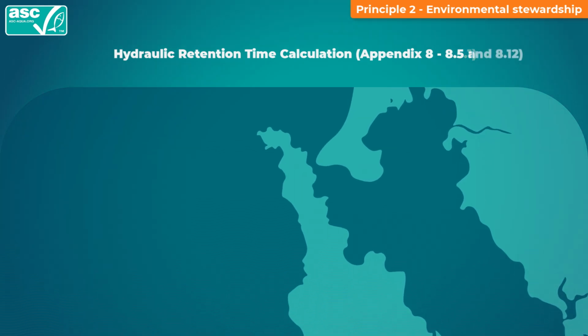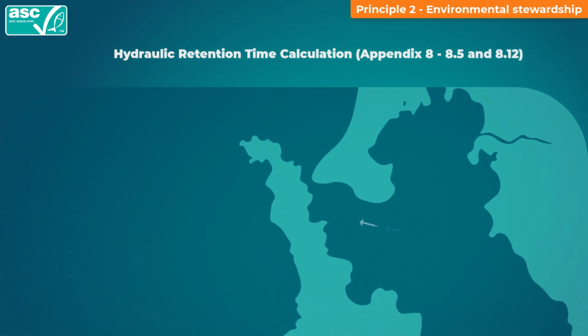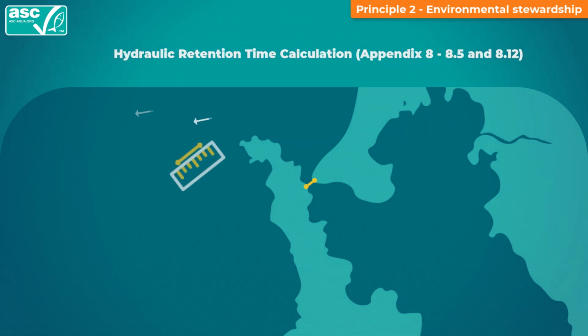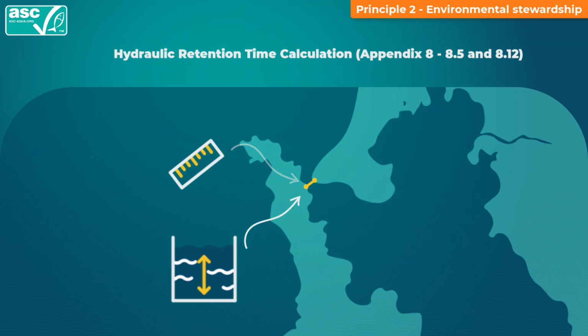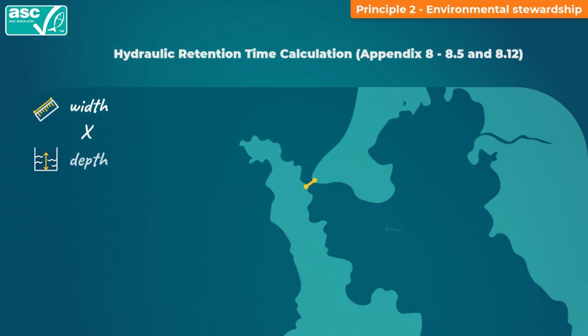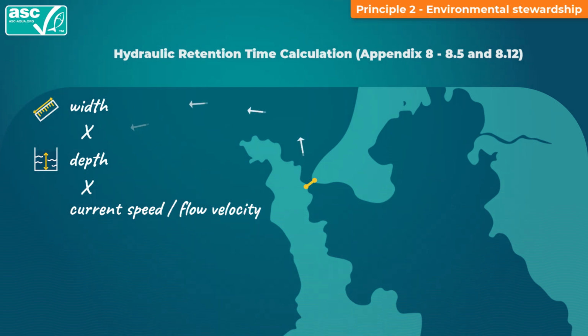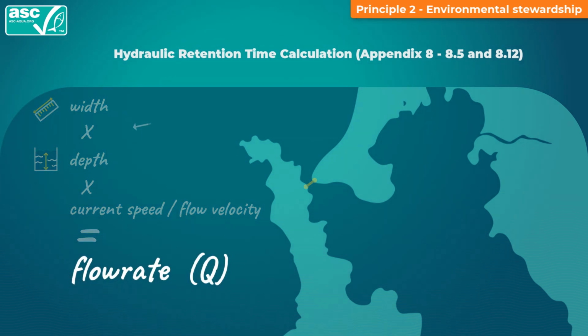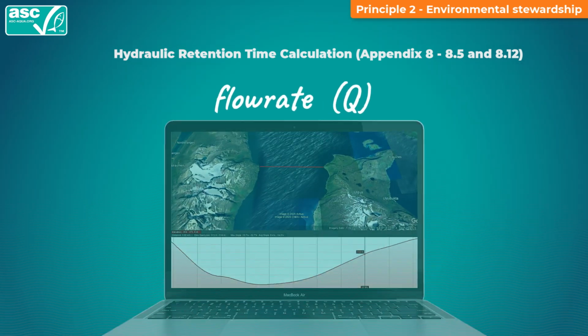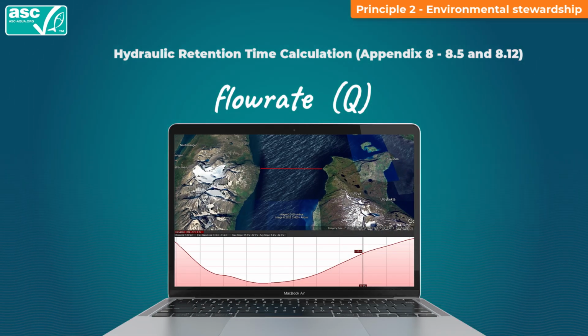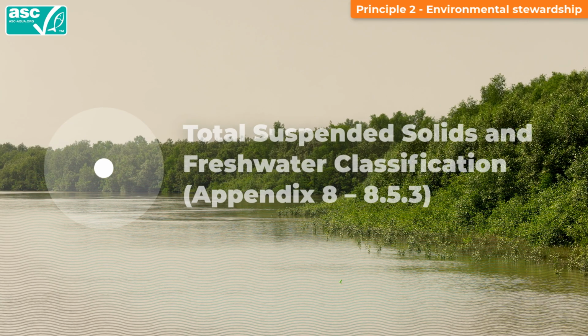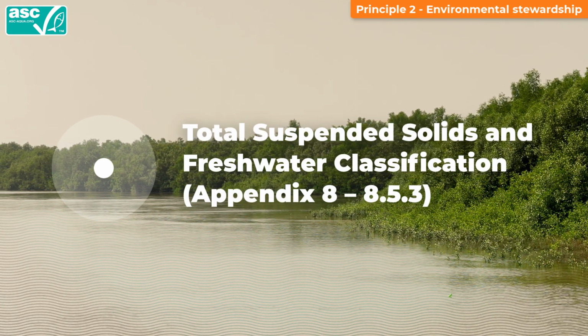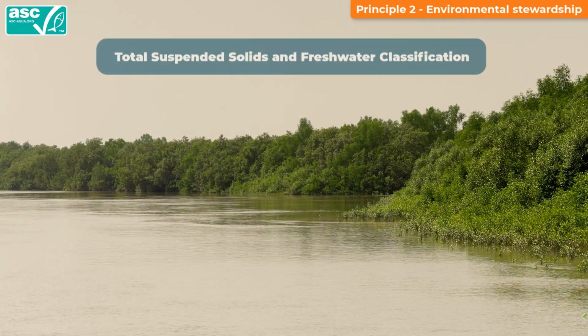Flow rate is needed to calculate hydraulic retention time. To calculate flow rate, follow these simple steps. Measure the width and depth of the water body's outflow. Multiply those numbers to get the cross-sectional area. Multiply that by the current speed, or flow velocity through the water body's outflow, and you've got the flow rate. Flow rate can also be obtained from publicly available datasets, or calculated based on data collected by regulatory bodies or scientific institutes.